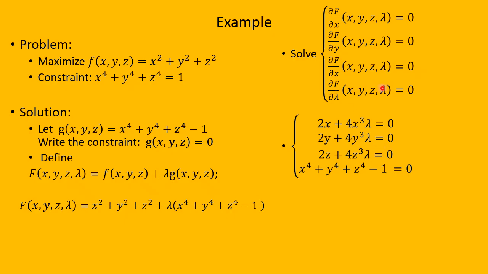And when we differentiate with respect to lambda, for this function capital F, the derivative with respect to lambda of this part is 0. It doesn't involve lambda at all. And here we just have lambda times something. So the derivative of this with respect to lambda is just this something right here: x to the 4th plus y to the 4th plus z to the 4th minus 1. And we also want that to equal 0.